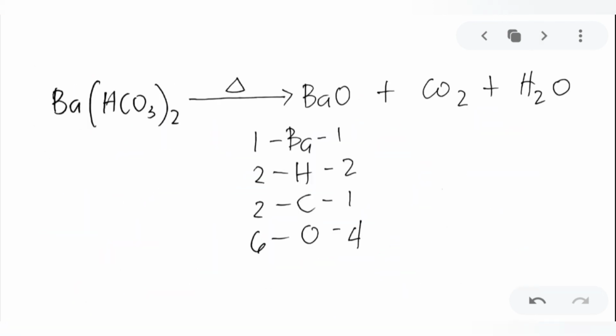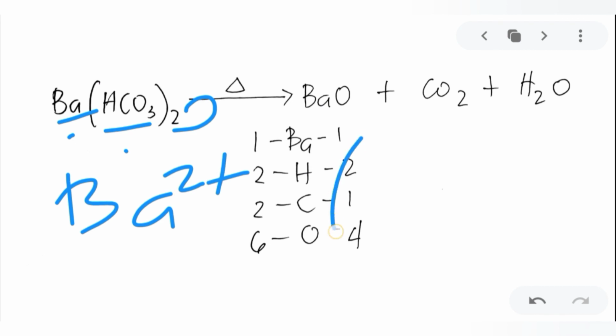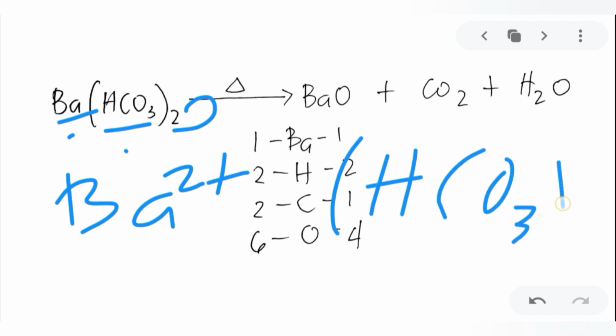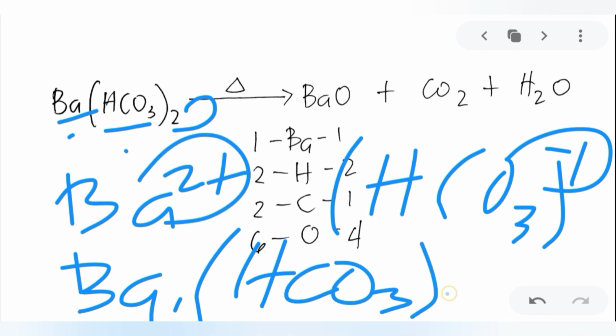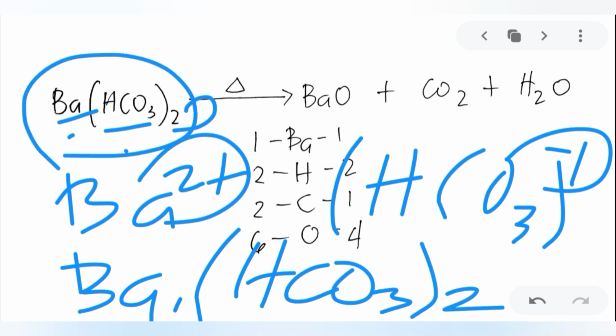Another example for the decomposition of hydrogen carbonates with the exemption of 1A metals. We have here barium, which is a 2A metal, and then that is barium dihydrogen carbonate. So how did we obtain this one? The charge of barium is 2 plus, and the charge of hydrogen carbonate is negative 1. So they will just interchange their charges as subscripts. So you will have barium here, and this one will be the subscript of the HCO3, and then this one will be here too. So that is how we obtain this formula.